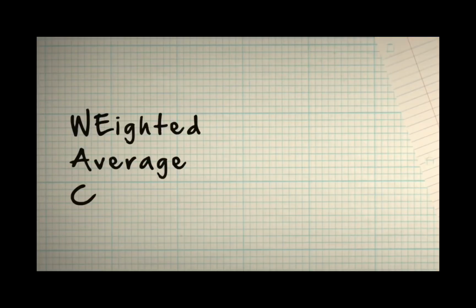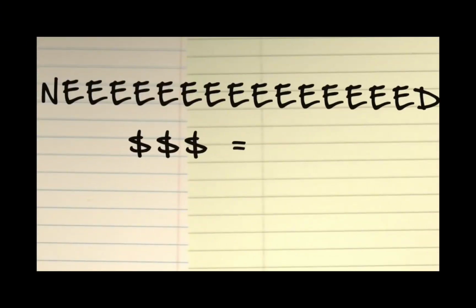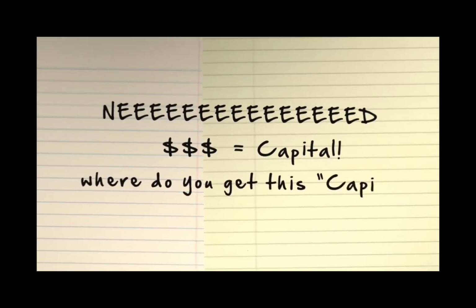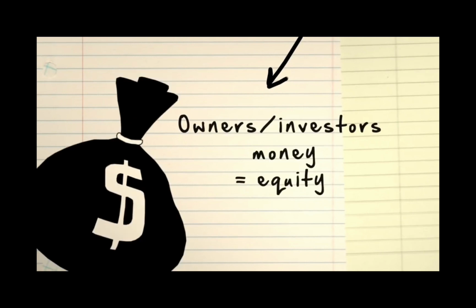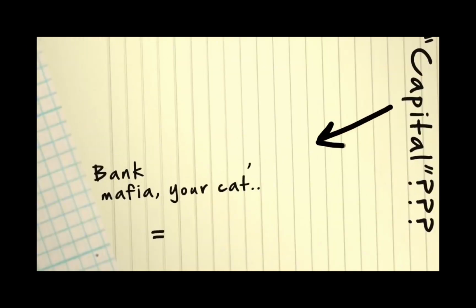MBAbullshit.com. Weighted average cost of capital in 3 minutes. Let's say you need money to do business. This is called capital. However, where do you get this capital? You get it from either the owner's money, called equity, or you get it from borrowing from the bank or other sources, called debt.